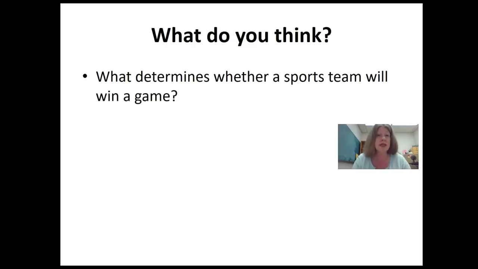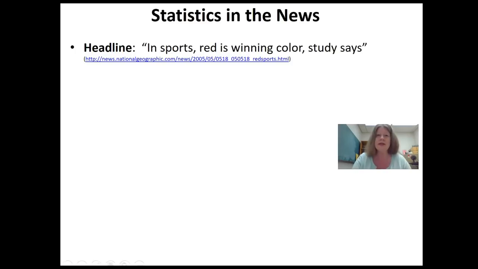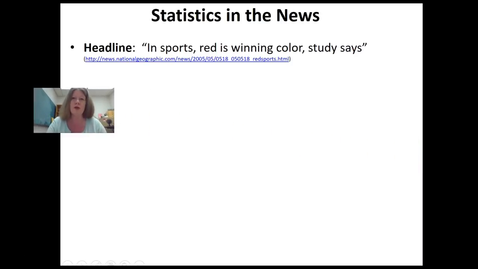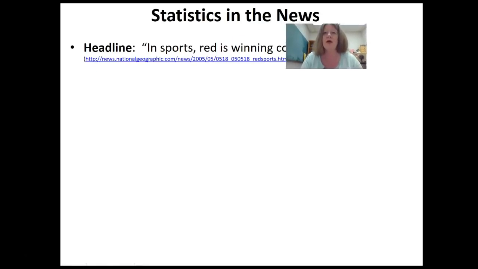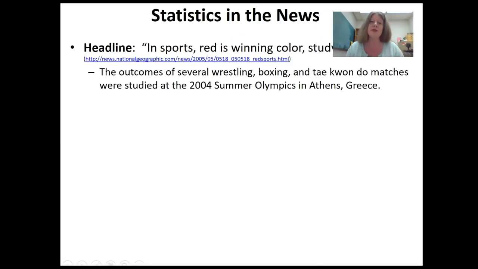Well, some researchers think yes, uniform color makes a difference. So let me tell you again about a study. Here's the headline: in sports, red is the winning color. I thought this was especially appropriate for OSU since scarlet and gray are the OSU colors. So let me tell you a little bit about the study. This was a study that was conducted in 2004, and they were actually not really looking at team sports, but individual sports. So they were looking at wrestling, boxing, and taekwondo matches at the Olympic Games that year.